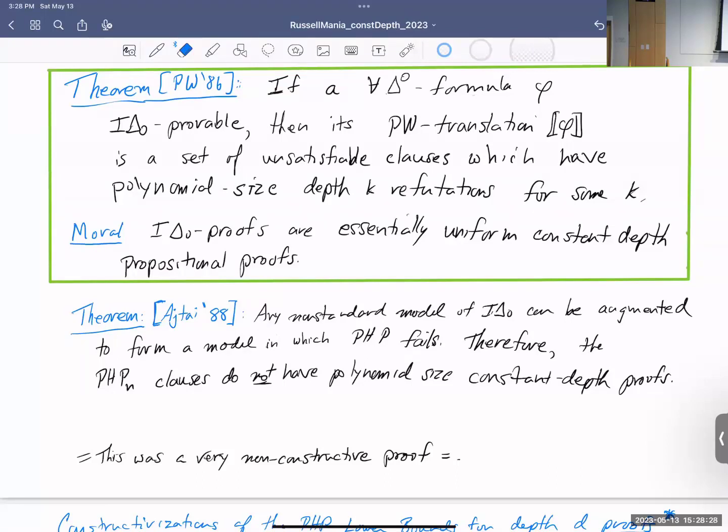The point was Ajtai's construction was general enough that if there were constant depth propositional proofs of the pigeonhole principle, you could encode it in a non-standard model, and in that non-standard model still get a contradiction of the pigeonhole principle, and that would be a contradiction. So basically, he reversed the direction of the theorem by the fact his construction is so good.